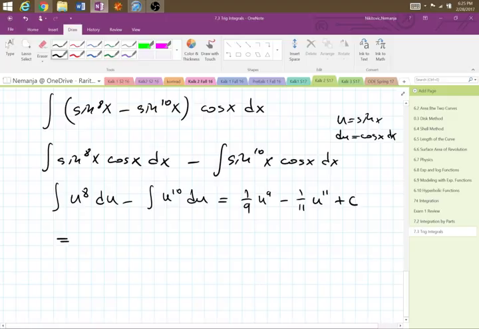So what's the final answer? It's 1 over 9 sine to the 9x minus 1 over 11 sine to the 11x plus c. Wonderful answer.